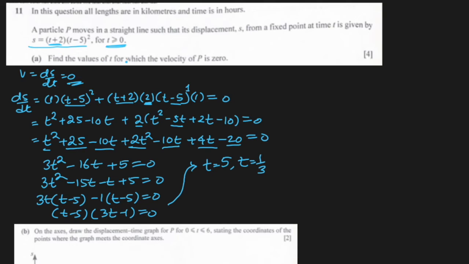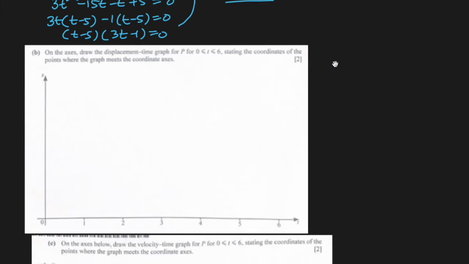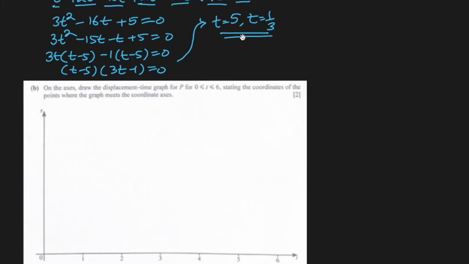Find the values of t for which the velocity of P is 0. So velocity is 0 here. Okay. On the axes, draw the displacement time graph for P from 0 to 6. Okay, both the times are less than 6, so both the turning points will be there. Also state the coordinates of the points where the graph meets the coordinate axes. So we have to give all the coordinates also.